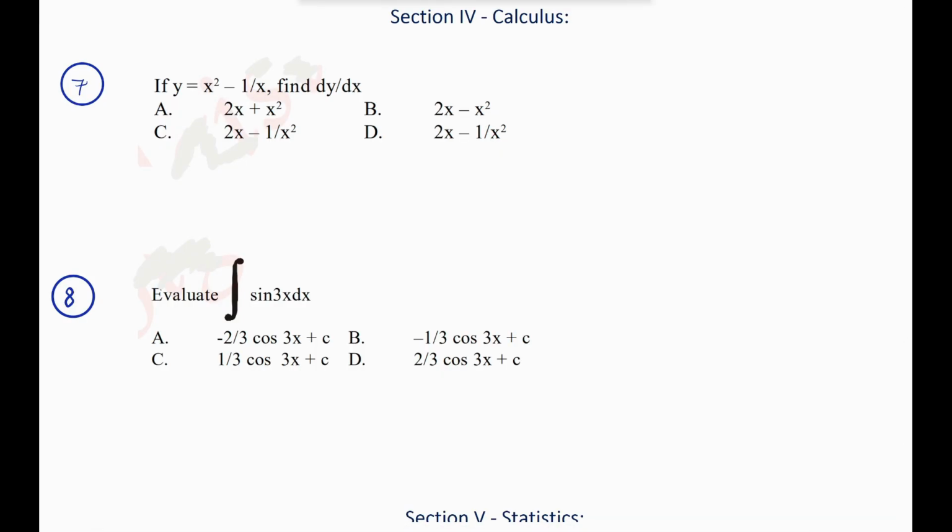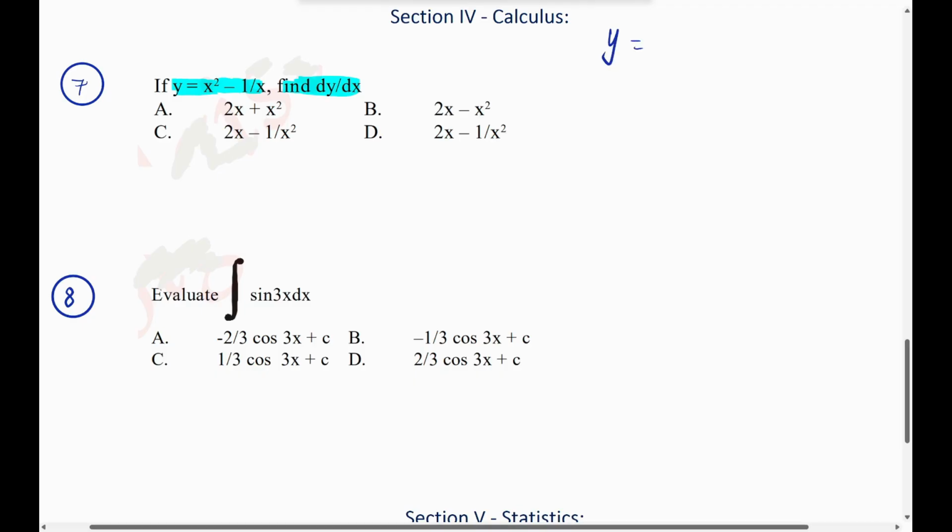Okay, now we are on to the calculus section, and this is question number 7. The question says, if y is equal to x squared minus 1 over x, find dy/dx. So this is calculus, this is differentiation. To find dy/dx, you must ensure that if you have any x in the denominator, you apply your knowledge of indices to rewrite it such that it becomes a power of something.